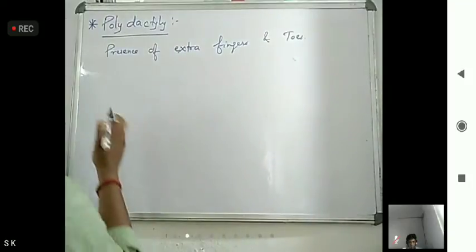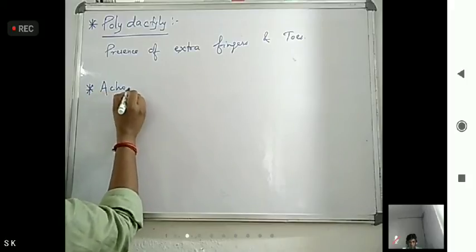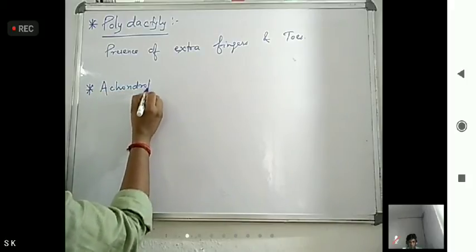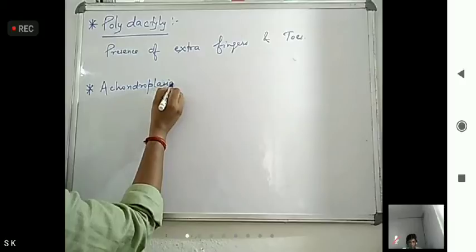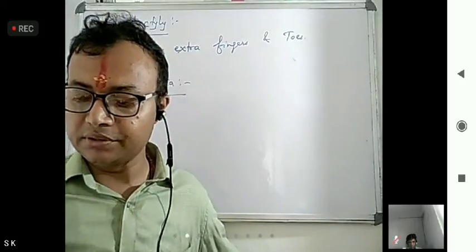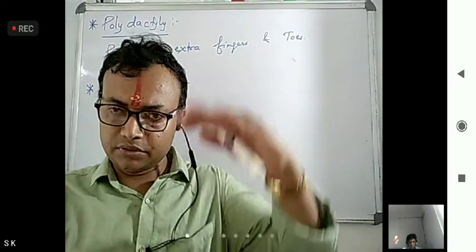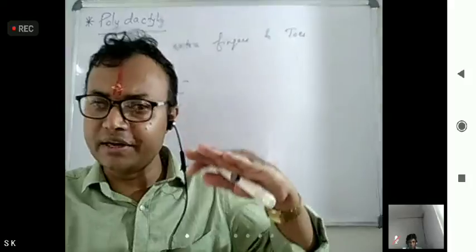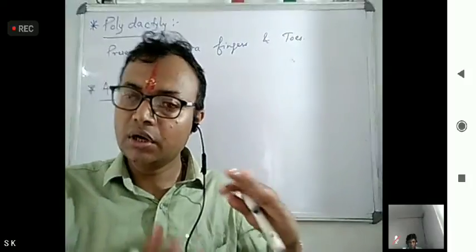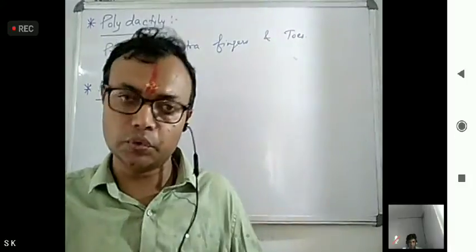Achondroplasia. Now, here what happens? This is a type of dwarfism. That person becomes very dwarf. And why does this happen? Because the long bone doesn't grow.